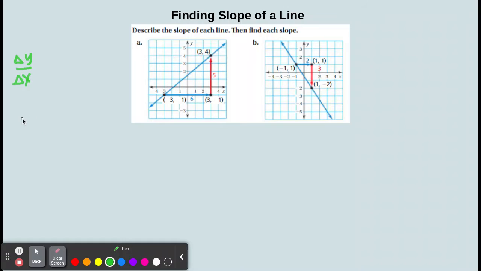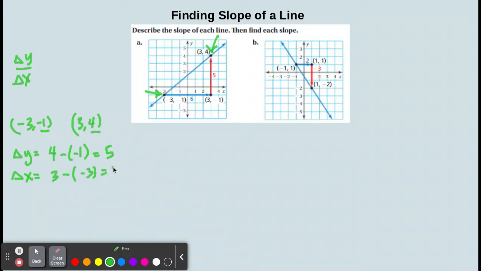So you take your 2 points. We have the point (-3, -1). That's our first point right here. Take your second point, which is right here, (3, 4). To find the change in y, take your second point, 4, subtract your first point, -1. We get a 5. And then we calculate our change in x, where we end up at 3. We started out at -3, so that equals 6.